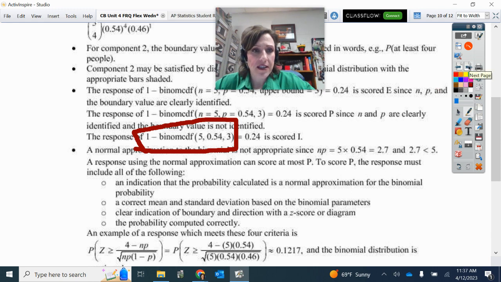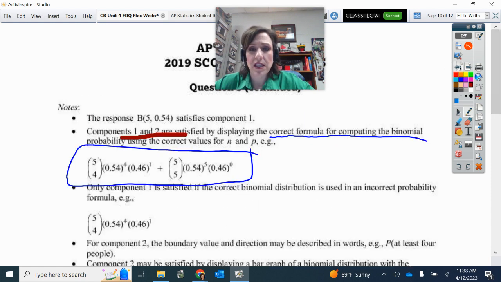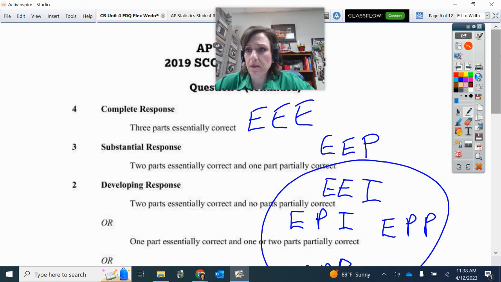All right, the calculator speak gets you nothing. And so then here we go. You got your EEE, EEP, and so on. It's the same 3-part conclusions as these. All right, so we'll see how you did. And that's the conclusion to your 2019 problem number 3.